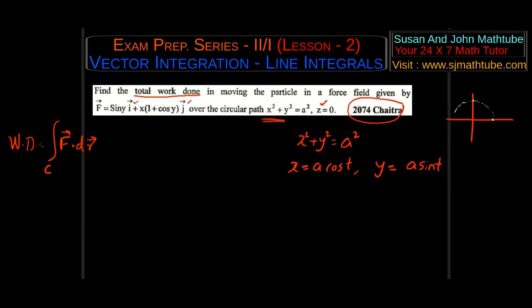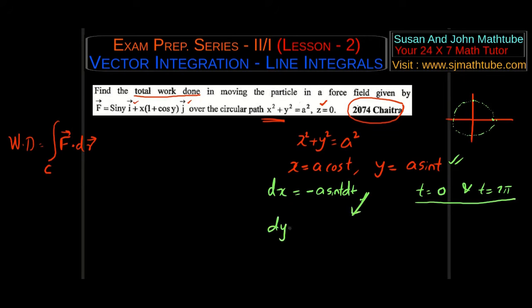Again, you keep on putting points, and when you put all the values starting from 0 to 2 pi, you will complete one round. And that's the logic behind parametric form. Anyway, we need dx, and that will be minus a sin t dt, and dy, that will be a cos t dt.